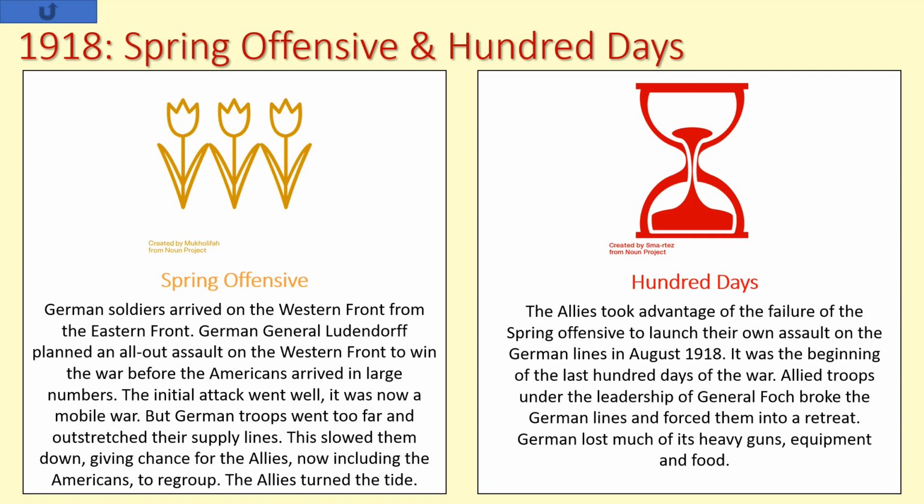Under the leadership of the French General Foch, F-O-C-H, they break through the German lines and they force them into a retreat that the Germans never recover from. Much of their weaponry, including a lot of their artillery is lost, along with lots of their equipment and their food. Then in the summer of 1918, you have immense Allied victories on the Western Front, which ultimately the Germans never recover from.